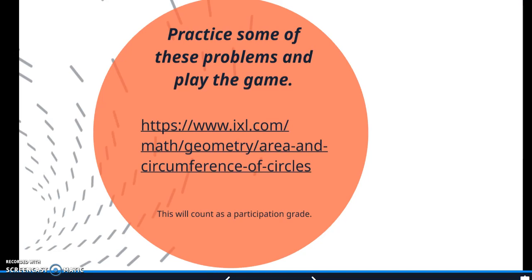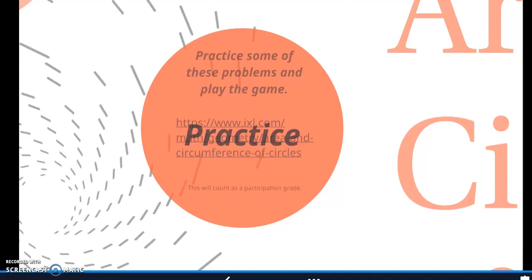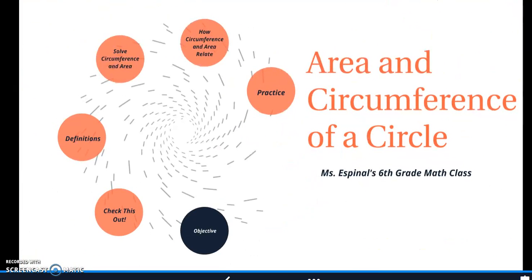If you need to go back and take more notes, feel free to rewatch this video, but for the most part, this is basically your lesson on area and circumference of a circle. Please be prepared for tomorrow in class and the next day, because there will be some fun activities awaiting you. I hope you learned a lot.